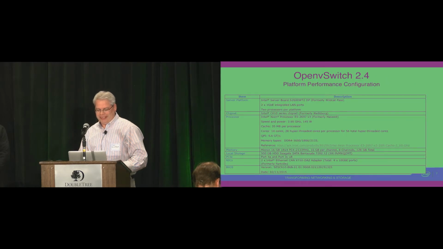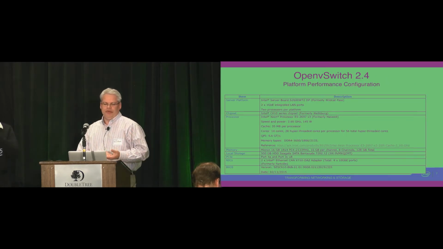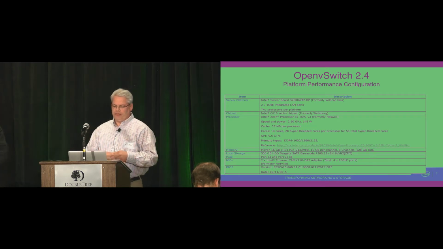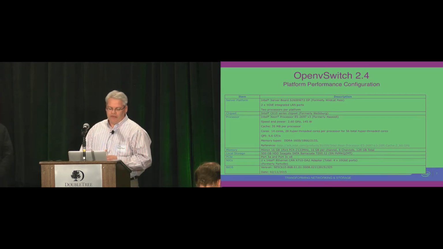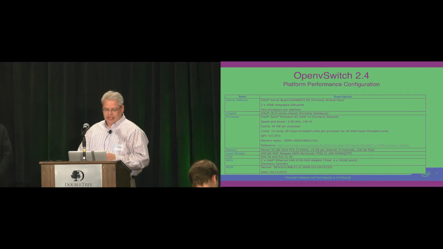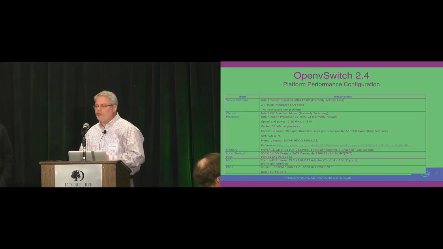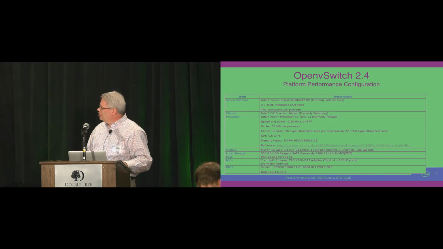So for Open vSwitch 2.4, for our performance numbers, the platform we use is a Haswell 2.6 system, which is an E5-2697 v3. This gives you a little bit of the reference platform that we use for performance testing.